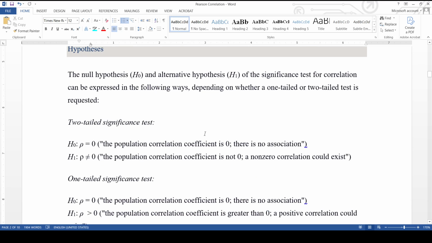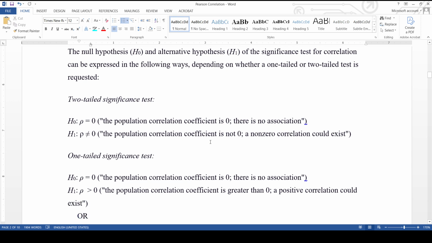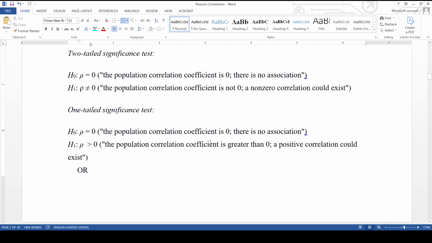Our next concept is the use of hypothesis. For those of us who do not know hypothesis yet, we have two levels of hypothesis. We have the null hypothesis, with the symbol here on the screen in red, and we have the alternative hypothesis. Null has to do with H0, and alternative hypothesis has to do with H1.